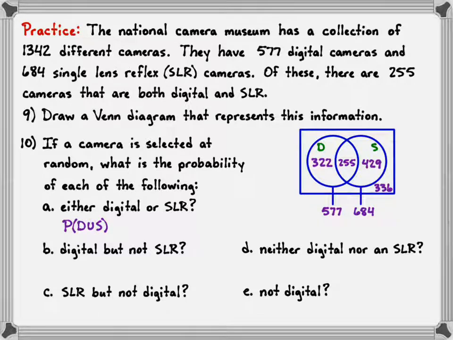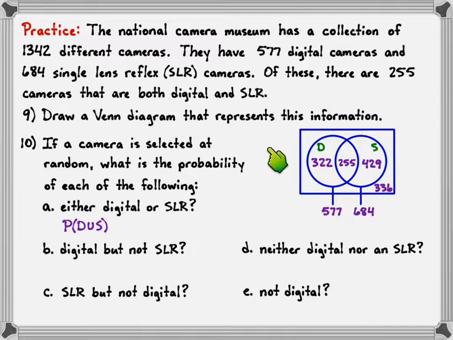Now, in part A of number 10, if a camera is selected at random, what's the probability that it is either a digital or an SLR? So we see the word or, so we say digital or SLR. Remember, we have two ways of doing this. To find an or, remember that's three things. So we could say digital, yes; digital, no, but it is SLR. And is this digital? No. Is it SLR? No. So I don't want to include that. So I'm going to add these three things up, 322 plus 255 plus 529 over the entire 1342.